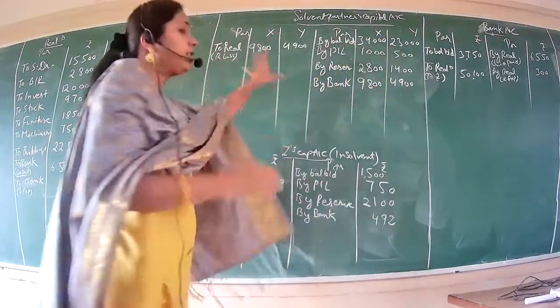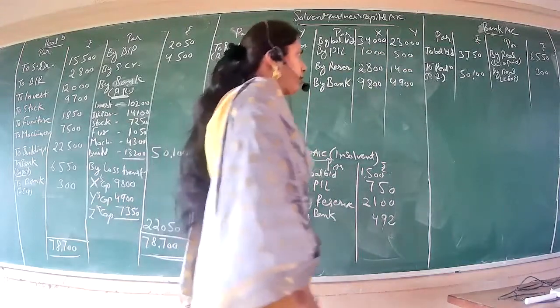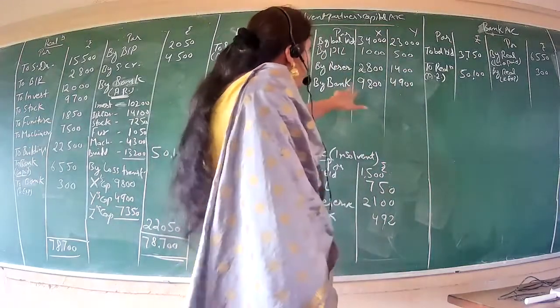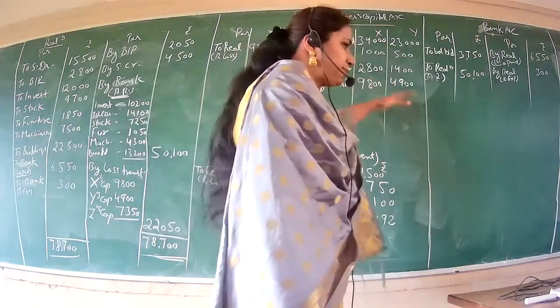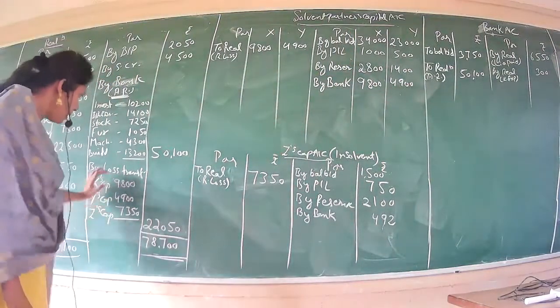900 only for the solvent partners. Okay, insolvent partner, no need to get, already he is insolvent. Okay, now by bank when we have done the entry. Now here one more thing, sorry, I'll try to make it clear.